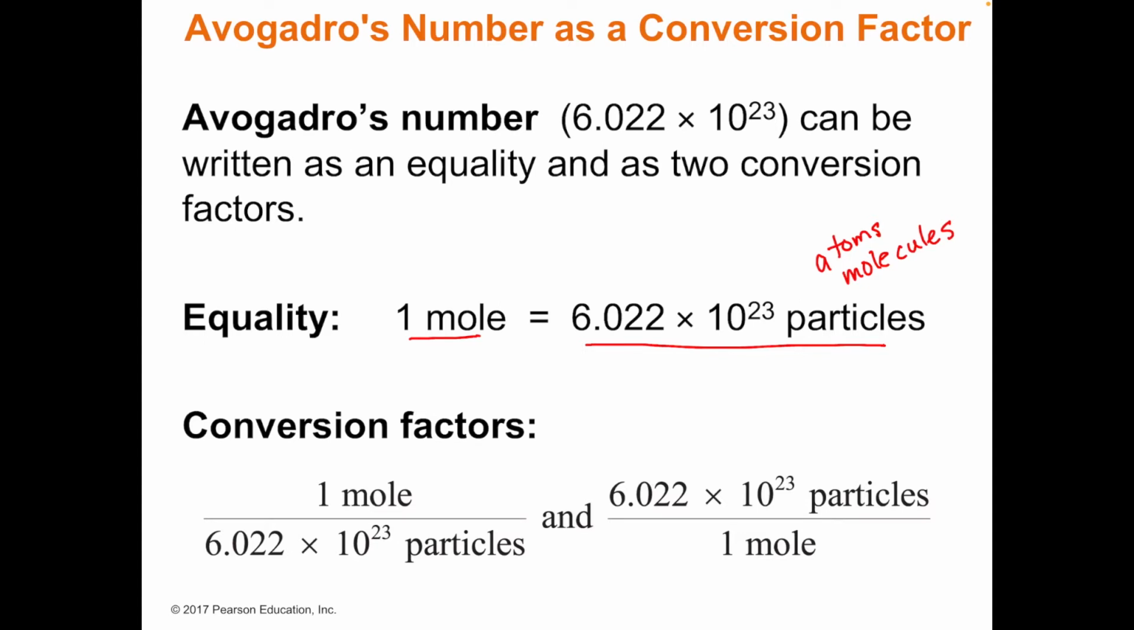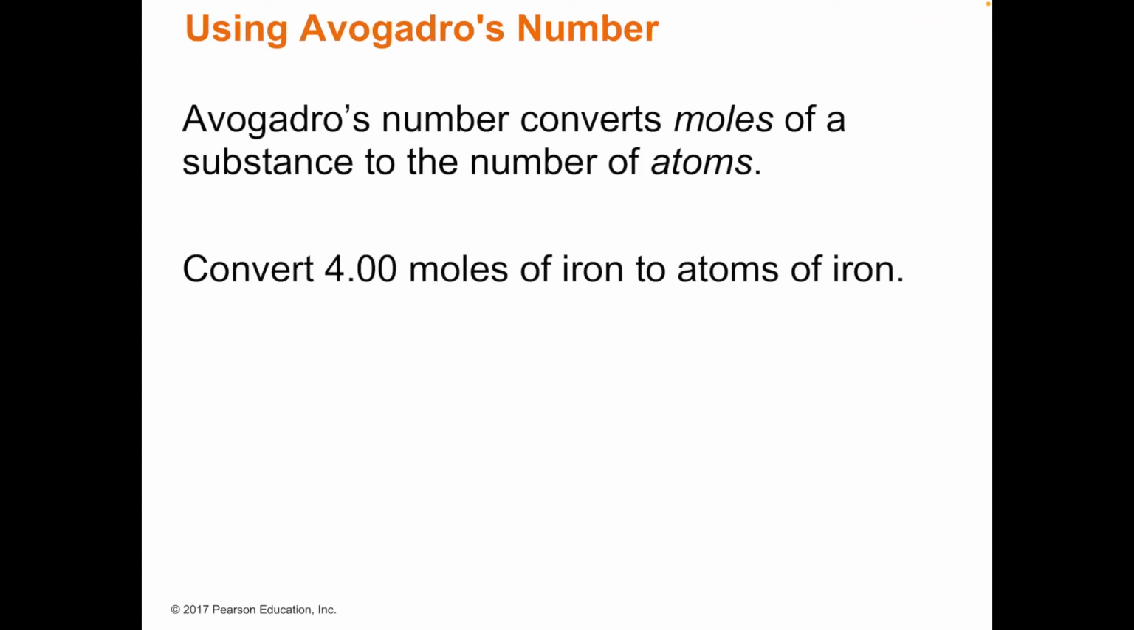And since we can write our equality, we can use it as conversion factors. So we can put 1 mole on the top and 6.022 times 10 to the 23rd particles on the bottom, or we can put 6.022 times 10 to the 23rd particles on the top and 1 mole on the bottom. That's going to be based on what kind of calculation we're trying to do. What are we trying to cancel out? So we will use Avogadro's number to convert moles of a substance into atoms or atoms into moles.